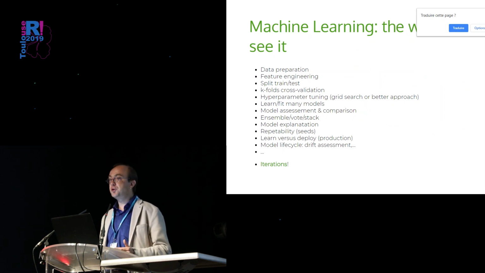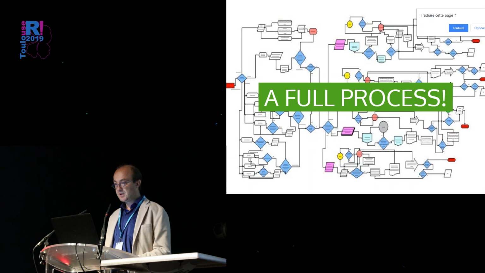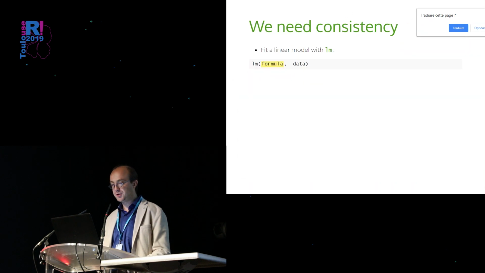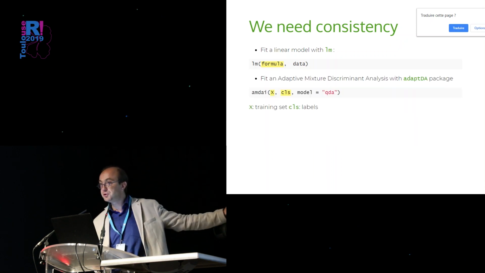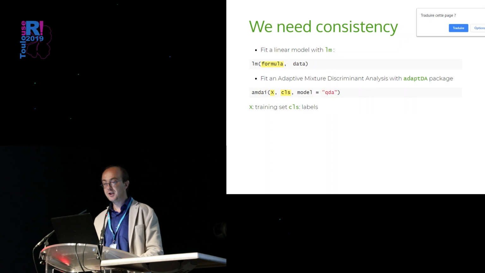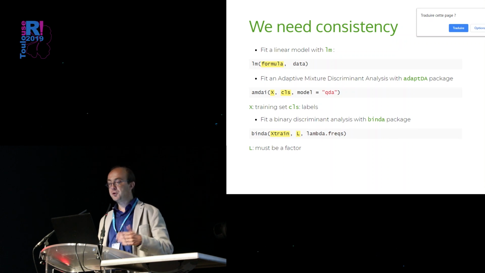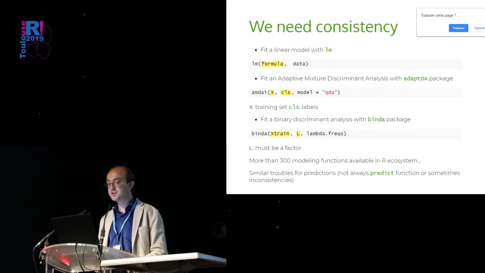All those steps are part of the job, and it's nice to have the occasion to do everything like that. It's a full process. That's the reason we need a framework. We need consistency. If you want to fit a linear model, you just call lm with a formula. If you fit, say, adaptive mixture discriminant analysis, a nice one, you give a data set and then class labels. And in the case of binary discriminant analysis with the binda package, it will be a factor that you have to pass. So there is no consistency, and we have so many modeling functions in R and so many packages.